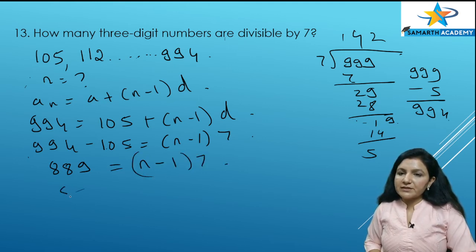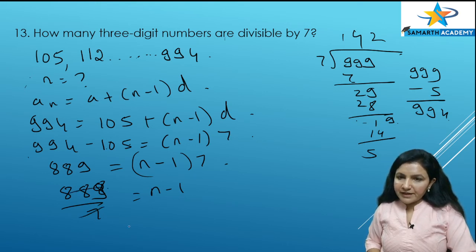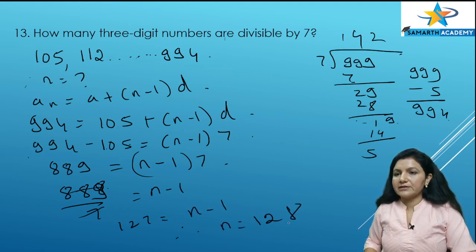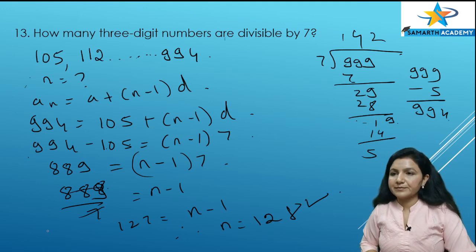So divide both sides by 7. 889 by 7 is equal to n minus 1. On division we get 127 is equal to n minus 1. Therefore, n is equal to 128. This is the answer.